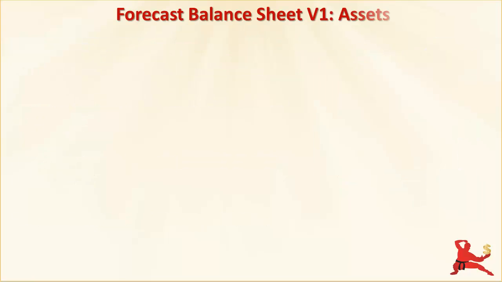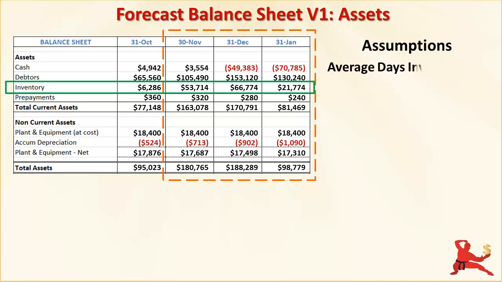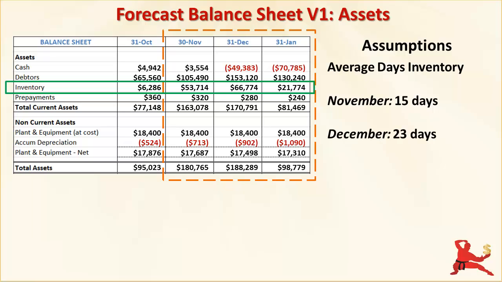Based on what our supplier has told us, we'll ramp up our purchases in November so that we hold about 15 days of stock on hand. So our stock holdings will jump from $6,286 at the end of October to $53,714 at the end of November.